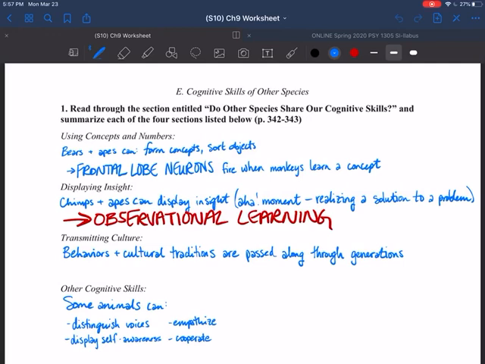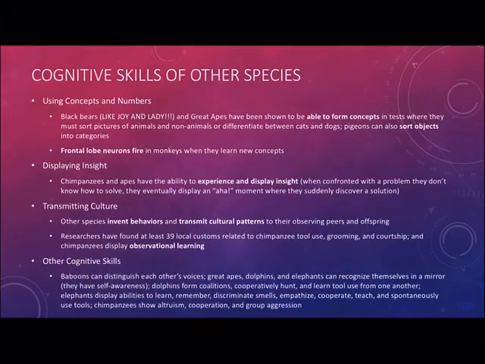Under transmitting culture, other species have invented behaviors and transmitted cultural patterns to future offspring. So that's cool. And then do know that animals are frequently engaged in observational learning. Observational learning, or cognitive learning, like we talked about in chapter 7, is the most frequent method of learning for animals.